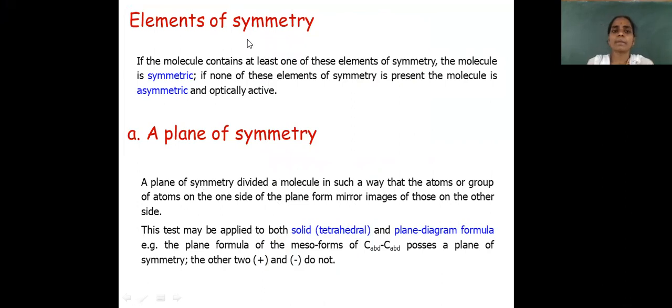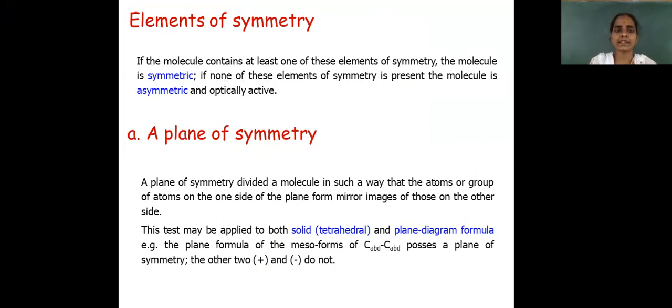And next topic we are having is the difference between chirality and achirality. And here, elements of symmetry. Elements of symmetry means how it is showing to the molecule. In our universe, every object can be cut into two equal halves, or it may not be cut into two equal halves.